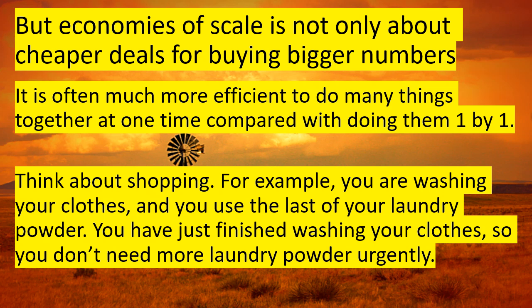But economies of scale is not only about cheaper deals for buying bigger numbers. It is often much more efficient to do many things together at one time compared with doing them one by one. Think about shopping. For example, you're washing your clothes and you use the last of your laundry powder. You have just finished washing your clothes, so you don't need more laundry powder urgently.